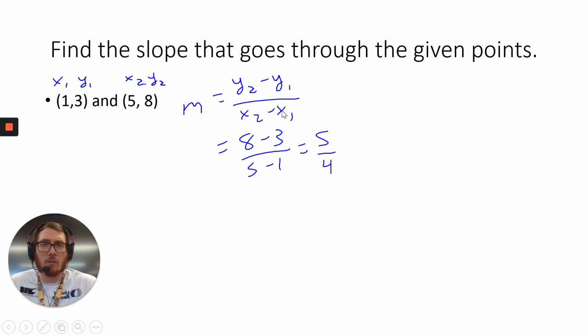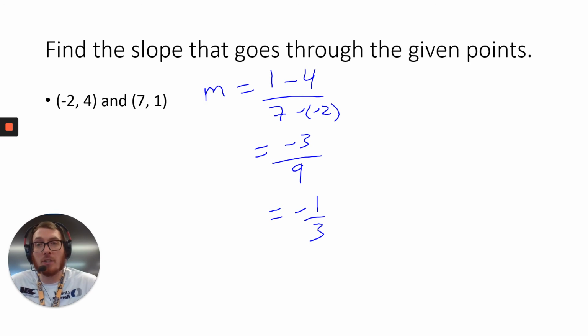Much like the distance formula, it doesn't matter which ordered pair is x1 and y1 as long as you're consistent. So y2 minus y1 would be 8 minus 3, which is 5, which is the same as the difference between them. 5 minus 1 for the x values would be 4, and my slope would be 5/4. That means it's rising 5 spots and moving to the right 4 from the first point to the second point.